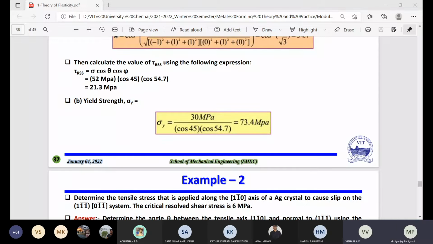Are the numericals hard? Nihar? Vishal? No, sir, they are not hard. Okay.